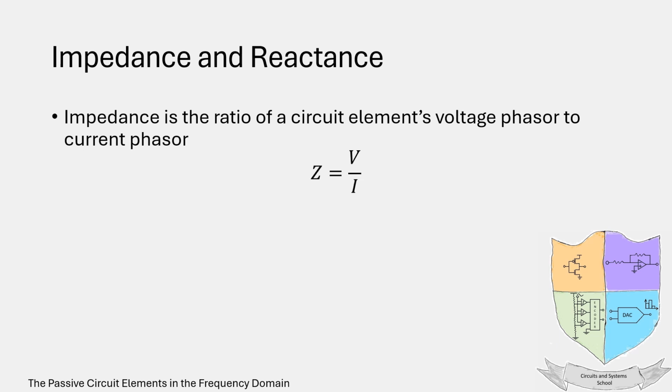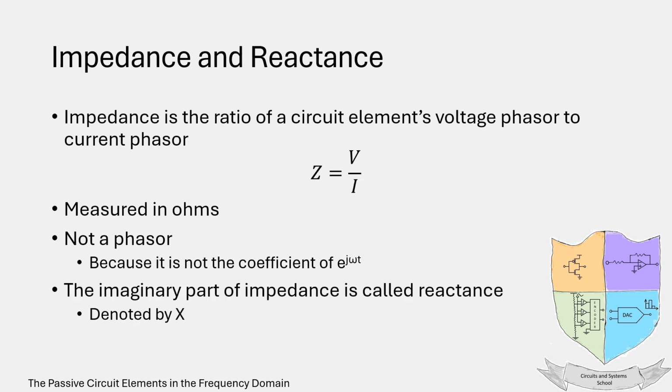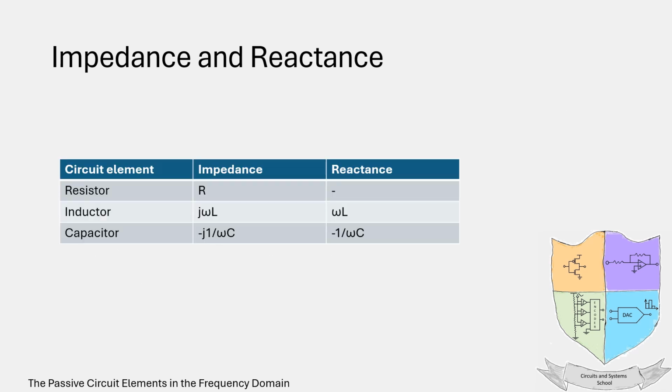An important concept in circuit analysis in the frequency domain is impedance, which is defined as the ratio of a circuit element's voltage phasor to current phasor. Impedance is measured in ohms. Note that impedance is not a phasor because it is not the coefficient of e to the j omega t. The imaginary part of impedance is called reactance and is denoted by uppercase X. The impedance and reactance of the passive circuit elements are listed in this table.